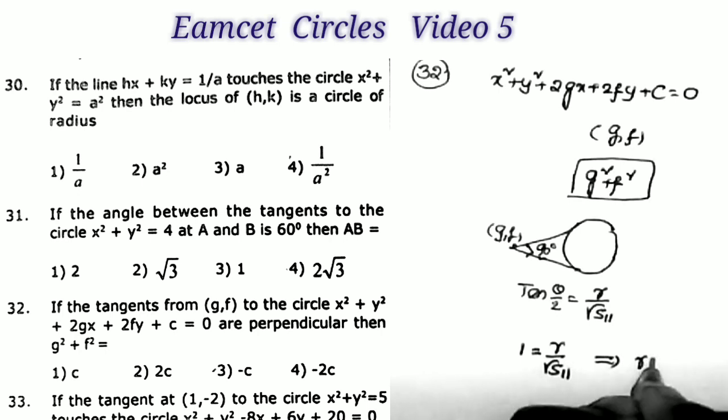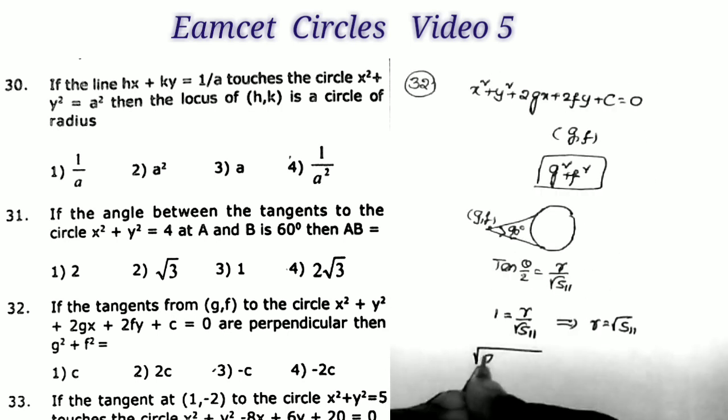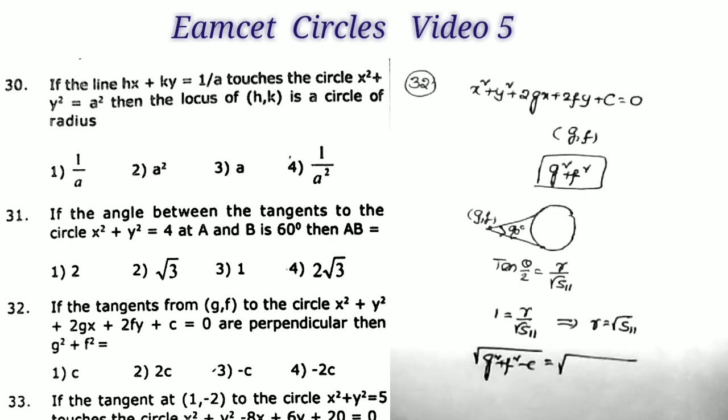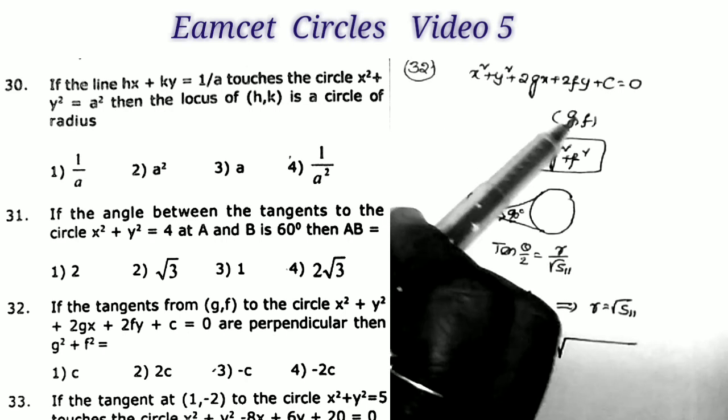That is r is equal to square root of S11. Okay, what is the r value? The radius of this circle is the square root of g square plus f square minus c, which is equal to the square root of S11. S11 means substituting this point in this equation.